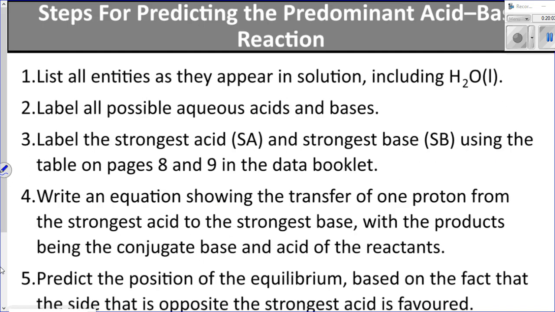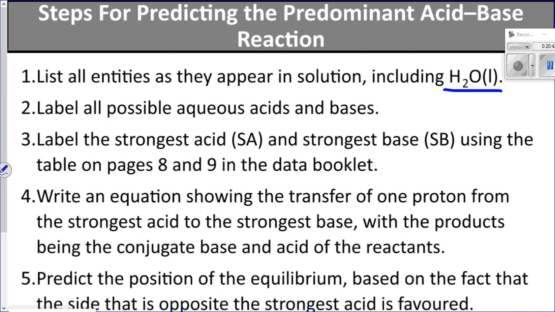So here are our steps. If we're being asked to predict the predominant acid-base reaction, so we're given certain things that are added into a reaction and we have to say what would be the predominant reaction, the overall reaction, then our steps are as follows. Number 1: list all the entities as they appear in solution, including water. Same as in the OAs and RAs with acids and bases, we always included water as part of the reaction because we're typically dissolving things in water. All solutions have water.